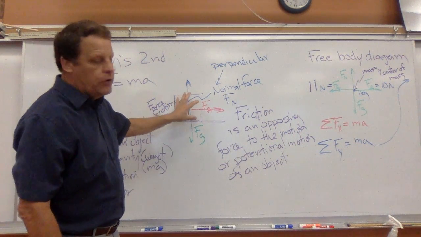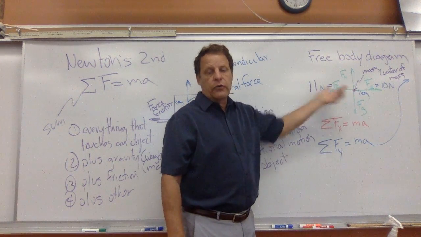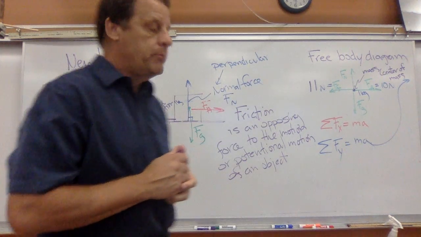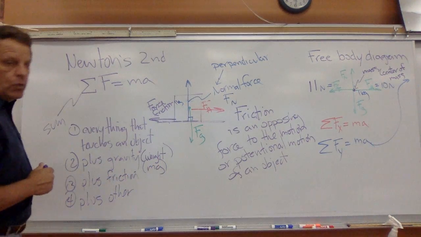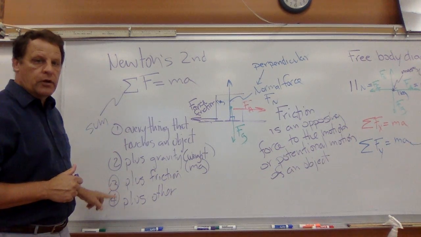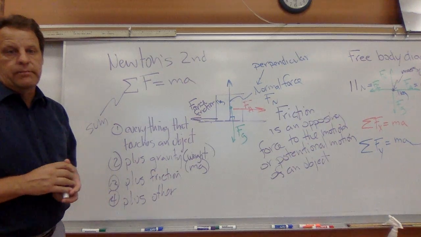Now collectively, when we have this picture, we tend to simplify it just with a dot and arrows, and that will give us what is called a free body diagram. And in a free body diagram, we want everything that touches it, plus gravity, plus friction, plus other. And for our purposes, we won't have another.